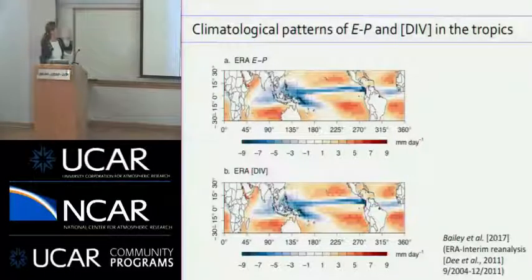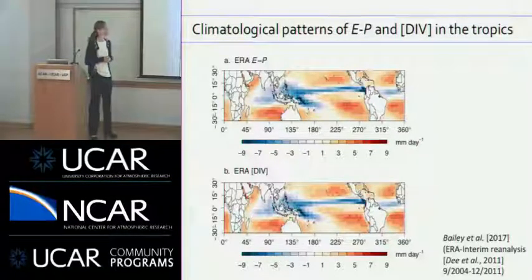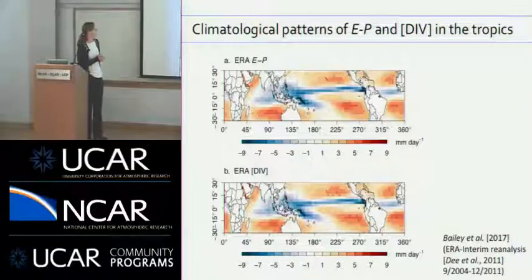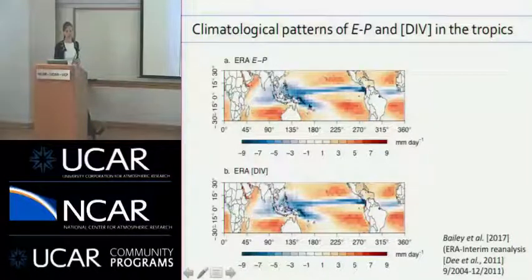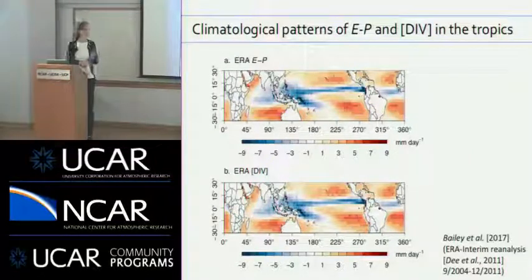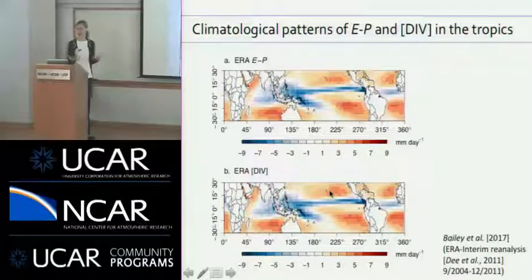And we can see that when we look at these climatological patterns of both E minus P and divergence from ERA-Interim reanalysis. The top plot is showing E minus P, the bottom plot divergence. And what you'll notice is that in very wet regions, such as across the ITCZ and in the West Pacific warm pool, precipitation dominates, and as a result, divergence is actually negative because we require a convergence of moisture to sustain the high precipitation rates there. Whereas in dry regions like the subtropics, where evaporation dominates, we see that divergence is positive because we're exporting moisture to other regions.